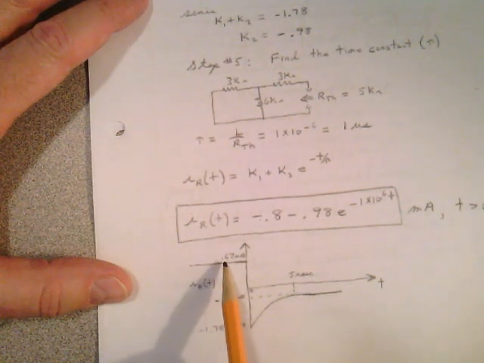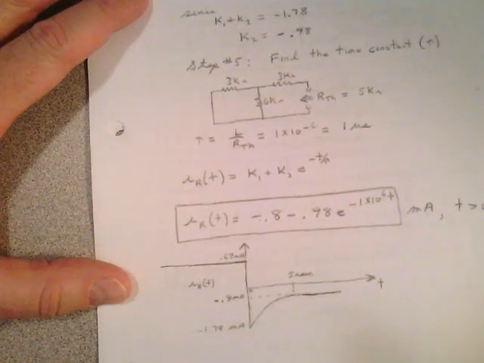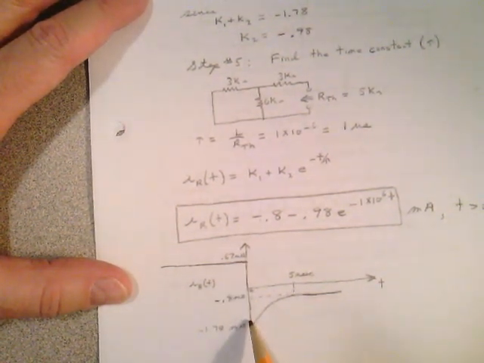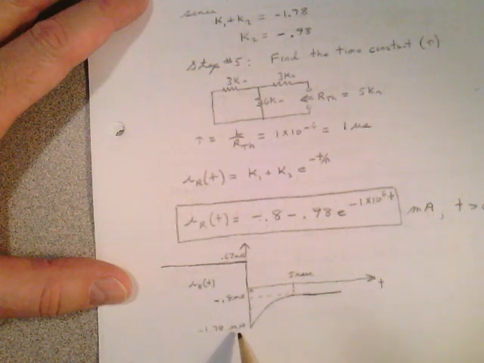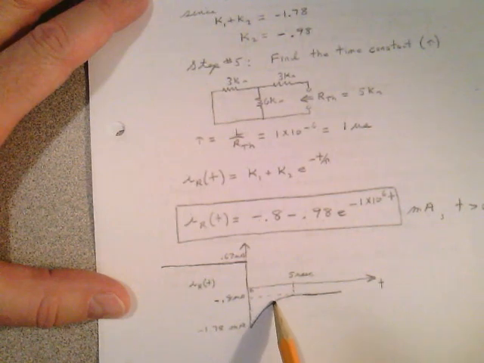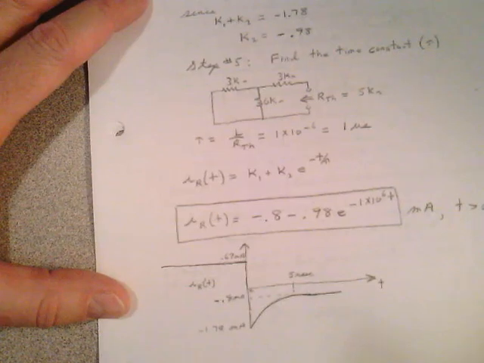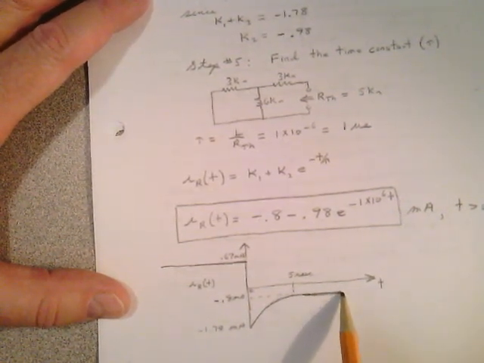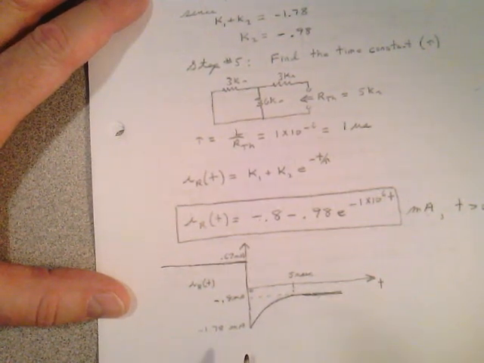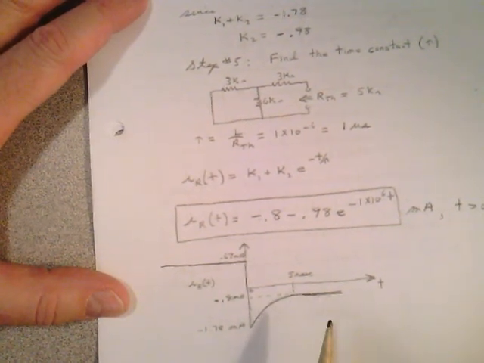It's 0.67 milliamps from negative infinity up to the time you throw that switch. When you throw that switch, it drops down to a negative 1.78 milliamps, and then there's a discharge back to negative 0.8 milliamps. If you look at that circuit, I think you'll see why there has to be a current there. There has to be a current, I sub R, through infinity.